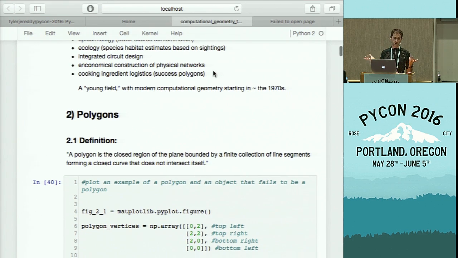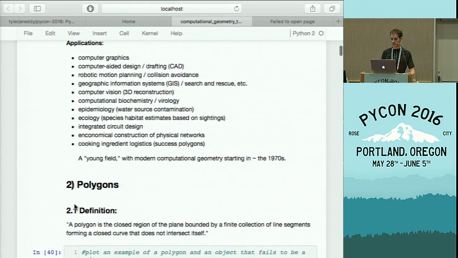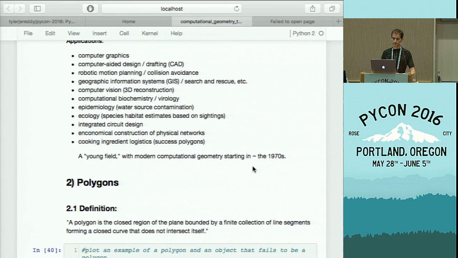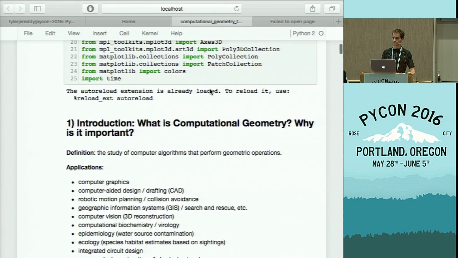And even cooking ingredient logistics. If you had a certain set of ingredients available to you, you could put the different amounts that you have available within a convex hull, so you could have a whole bunch of recipes that define what's an acceptable amount of each ingredient, and then that could give you success polygons in terms of which recipes you'll actually be able to make with what you have. And it's a relatively young field, with modern computational geometry starting less than 50 years ago.